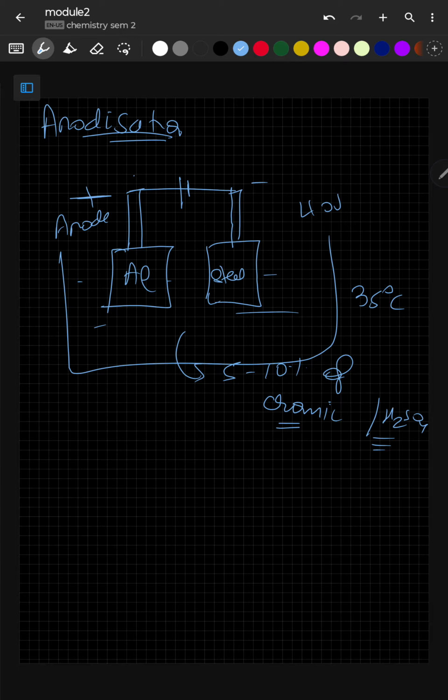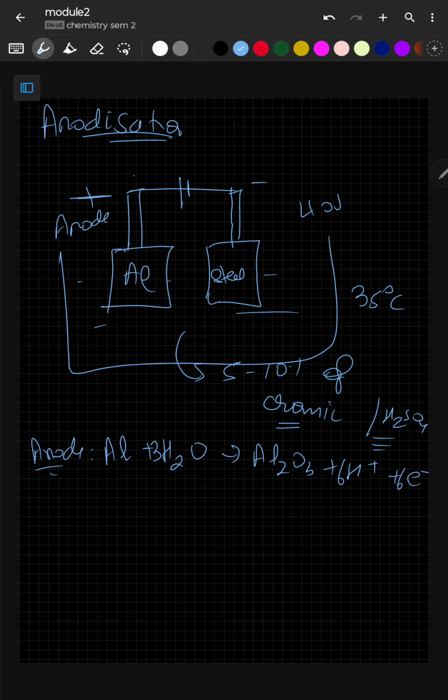When electricity is applied, at the anode aluminium is going to react with water. I'll balance the equation. Aluminium reacts with water to form Al2O3 plus H plus electron. This much you have to remember. Balancing we can figure out now. 3 oxygens are there, so 3 H2O. So 6H plus, and 6 electrons also will come, and aluminium 2 is there, so 2. So 2Al plus 3H2O becomes Al2O3 plus 6H plus plus 6 electrons.